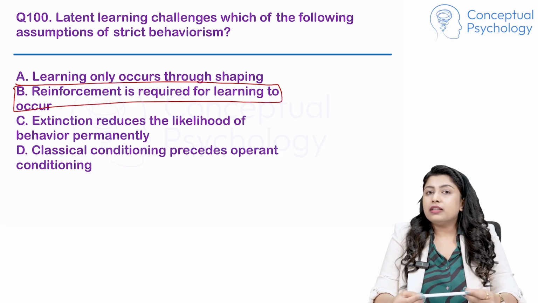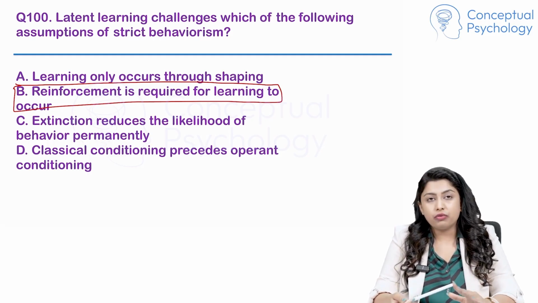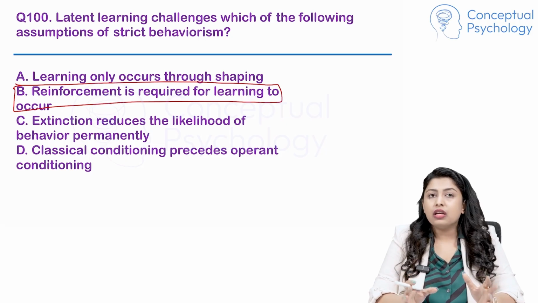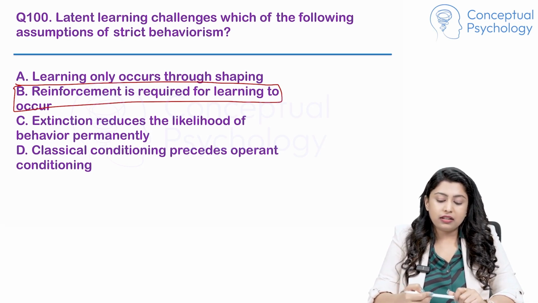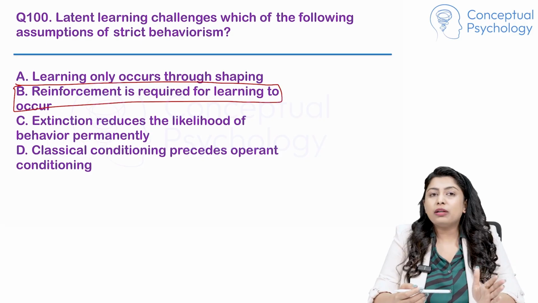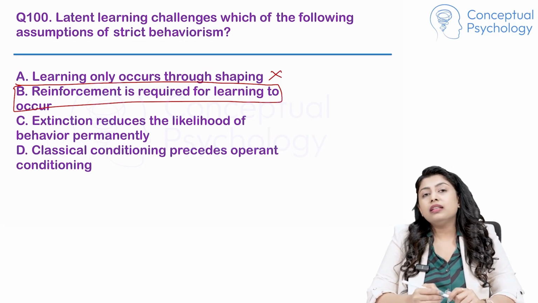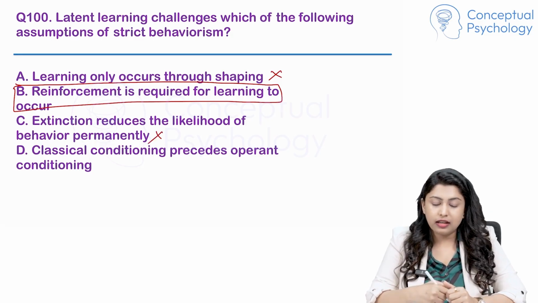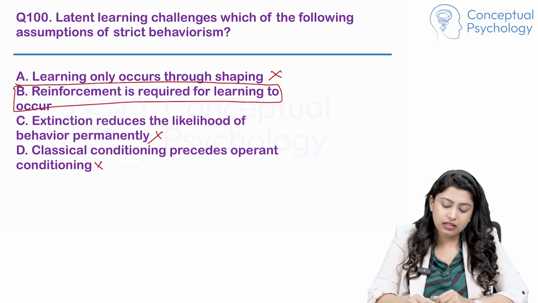So latent learning was demonstrated by Tolman's experiments with rats in mazes. It showed that learning can occur without immediate reinforcement. The rats learned the maze layout even when not reinforced, which demonstrated learning in the absence of rewards. A is incorrect because shaping is one method, but behaviorism doesn't claim it's the only method. C is incorrect because this addresses extinction, not the core challenge of latent learning. D is incorrect because this addresses temporal relationships, not the reinforcement requirement.